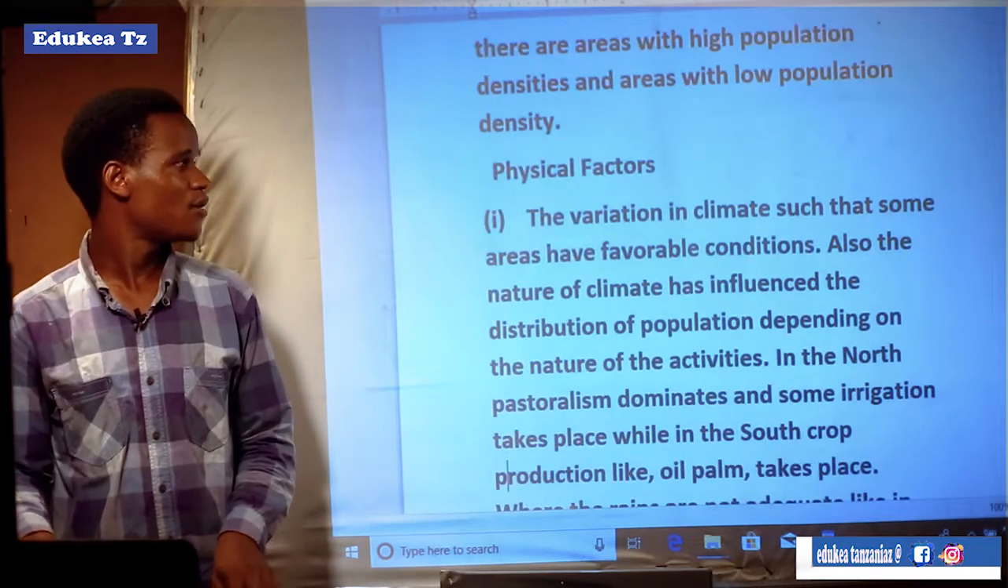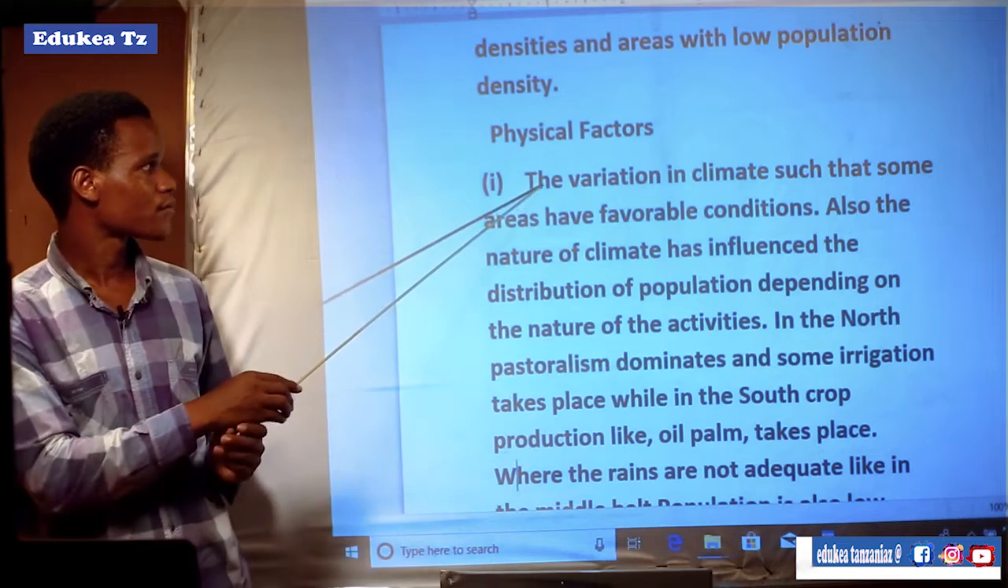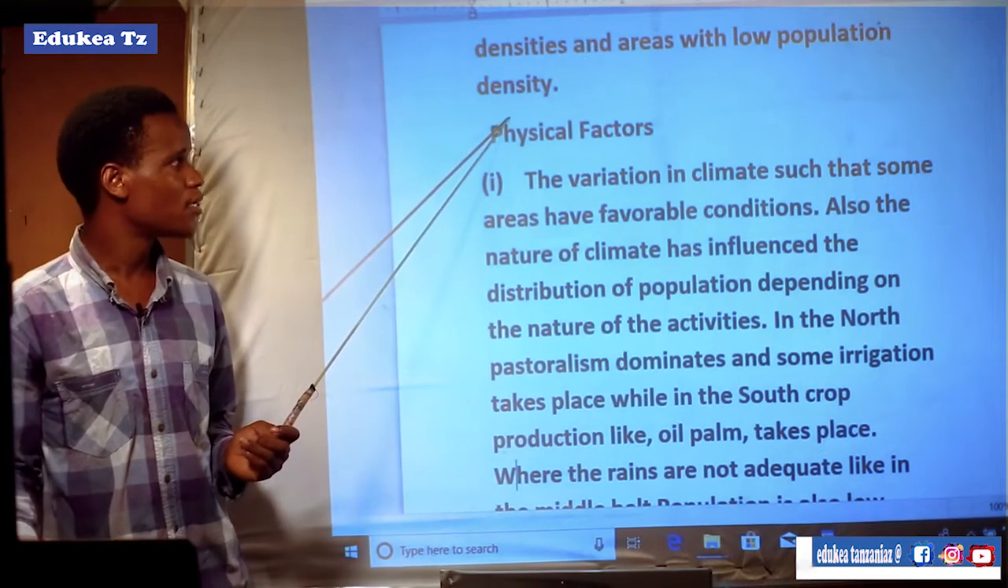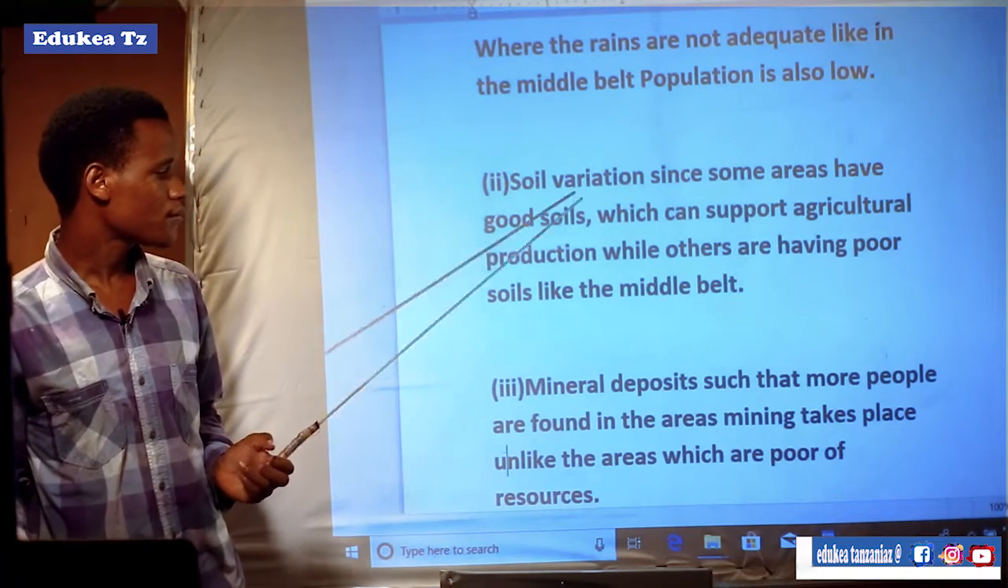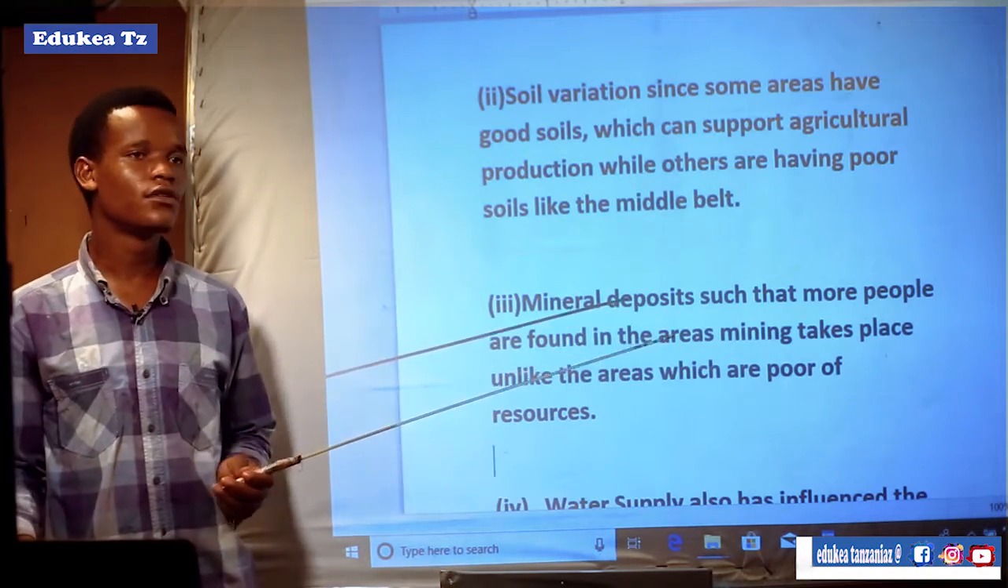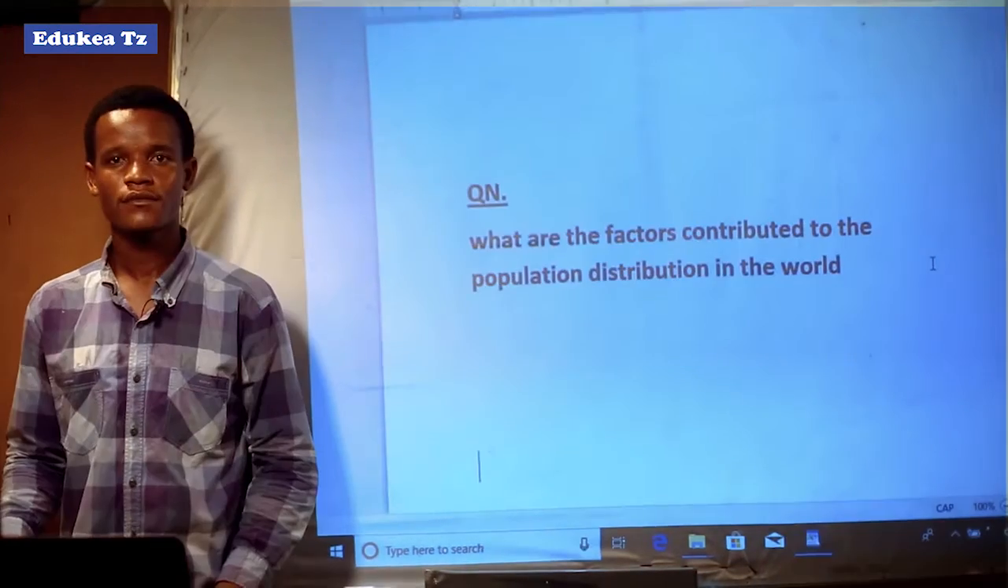Now, those factors also include physical factors, which are among the factors that lead to the distribution of population in Nigeria. Another is minerals. Minerals also attract people of Nigeria to live in certain areas.